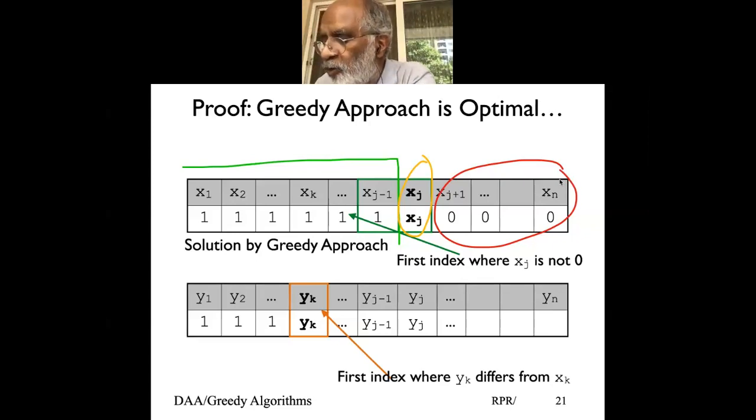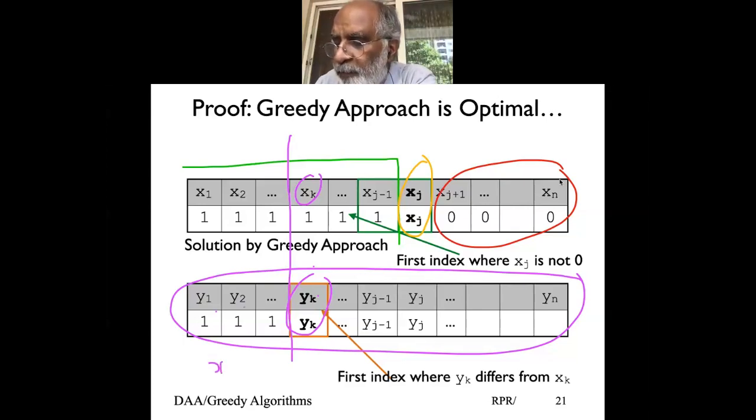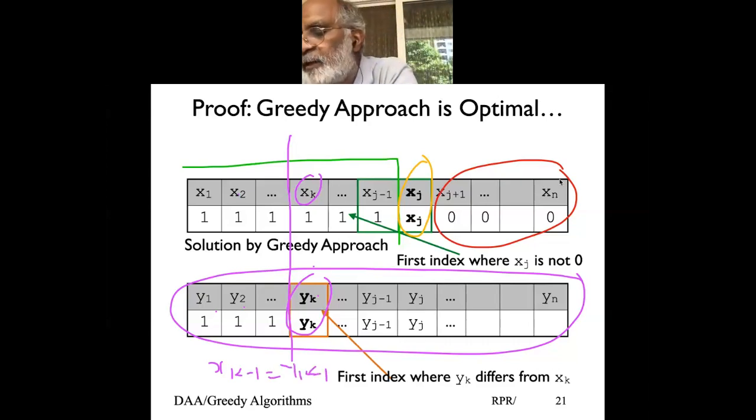And the optimal solution is given by some yi, and we say find first index k such that this yk and my xk are different. So till k minus 1, x1 is y1, x2 is y2. So xk minus 1 is equal to yk minus 1, and they differ at some k. My xk is 1 and yk is not 1, because if yk is 1, they will be same.